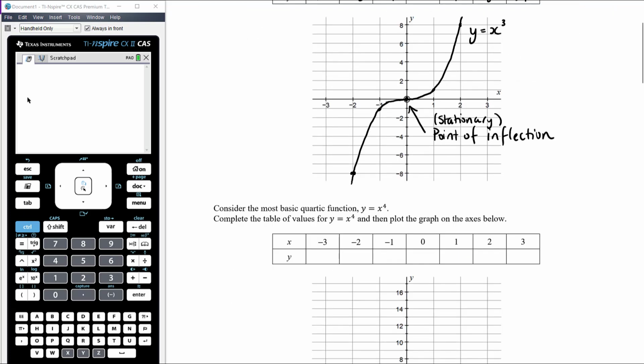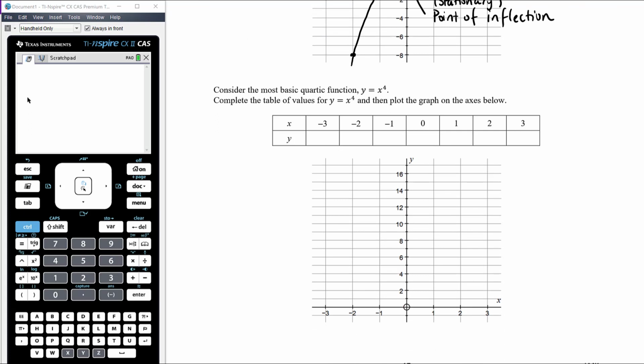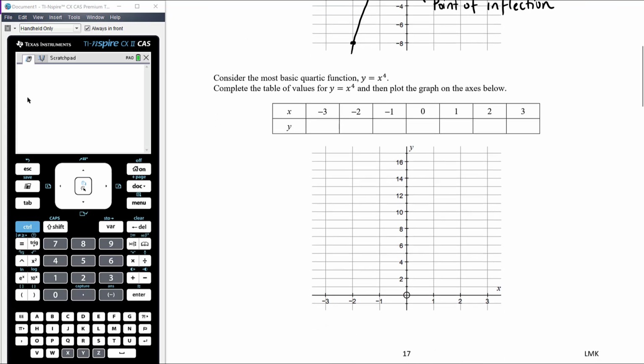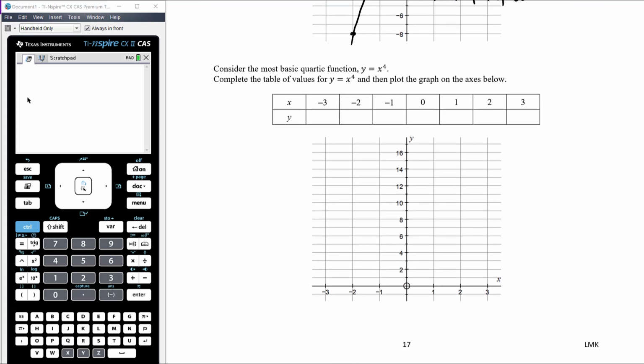Okay, so then we have a look at the quartic function. So let's plot out some points for that. So let's again start in the middle. When x equals 0, 0 to the power of 4 is clearly still 0. When x equals 1, 1 to the power of 4 is clearly still 1. When x equals 2, 2 to the power of 4 is 2 times 2 times 2 times 2, and that is 16. And when x equals 3, 3 to the power of 4 is 3 times 3 times 3 times 3, and that's 81.